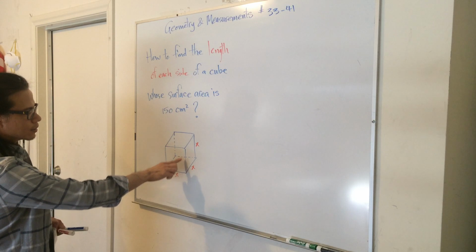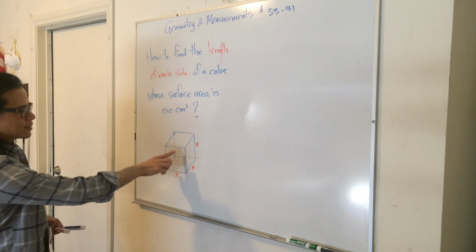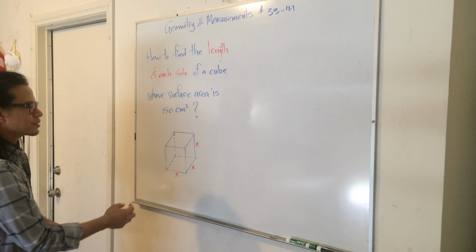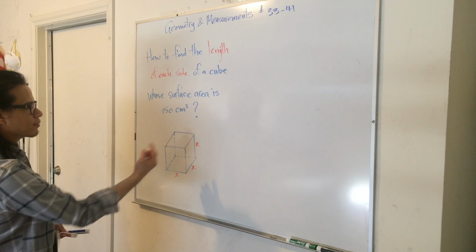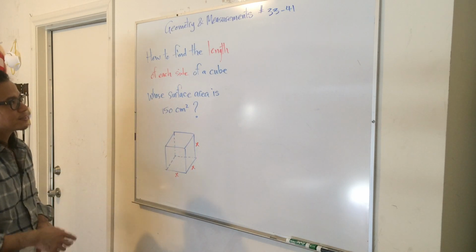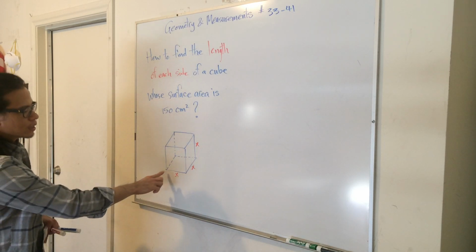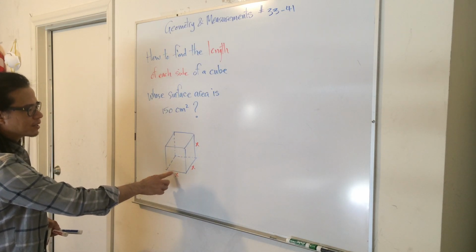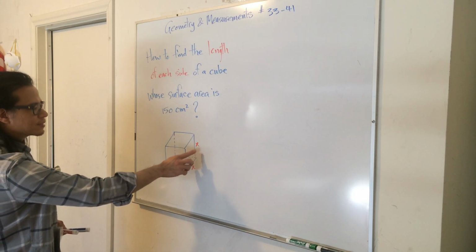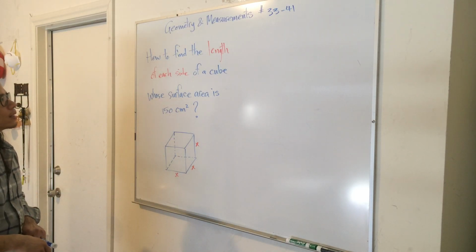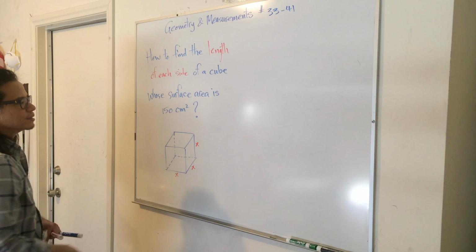Okay, so hopefully you can recognize that here we have a square. Each of these faces is a square. So you have a front face, back face, top face, bottom face, and left face and right face. They're all square. So each of these sides are equal. So if we let the length be x, the width is also x, and so is the height. So we want to find out what x is.